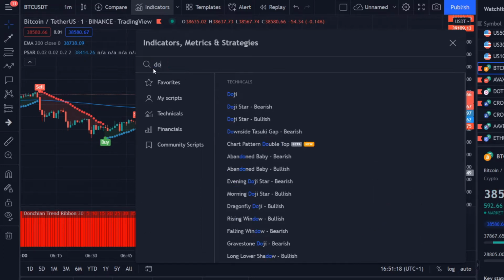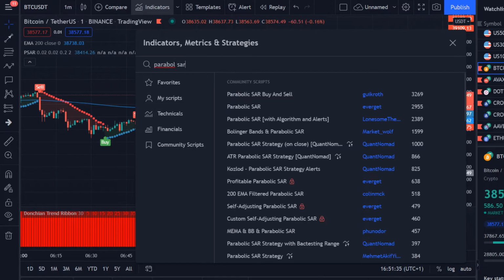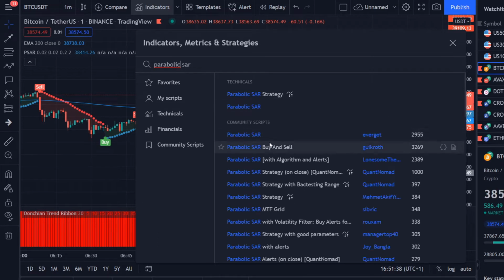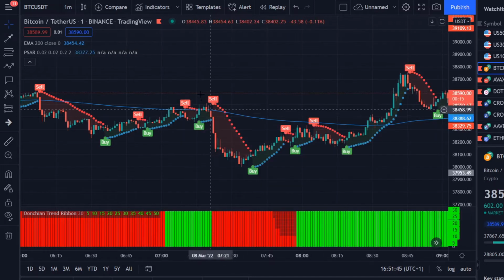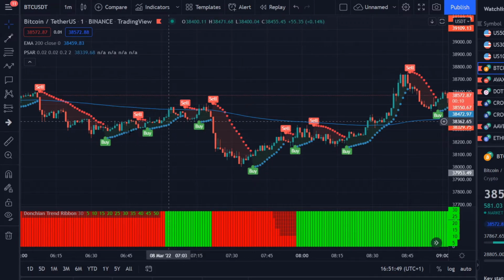Next we are looking for the Donchian trend ribbon over here. Then we click on that. And last but not least, we have the parabolic SAR. Make sure to use this one over here by Everget. So we click on that as well. And now we have three indicators displayed on our TradingView chart.